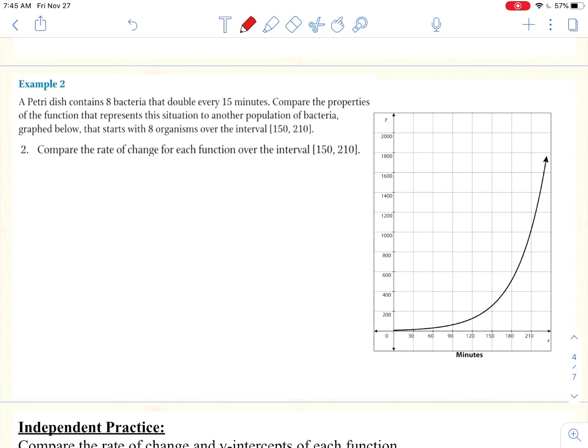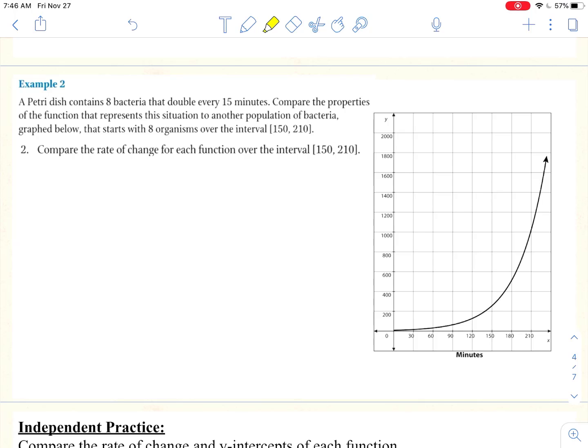All right, example 2, the second part of example 2. A petri dish contains 8 bacteria that doubles every 15 minutes. Compare the properties of the function that represents this situation to another population of bacteria graphed below that starts with 8 organisms over the interval from 150 minutes to 210 minutes. So now that we've dealt with comparing the y-intercepts, we're going to compare the rate of change for each function over the interval from 150 minutes to 210 minutes.